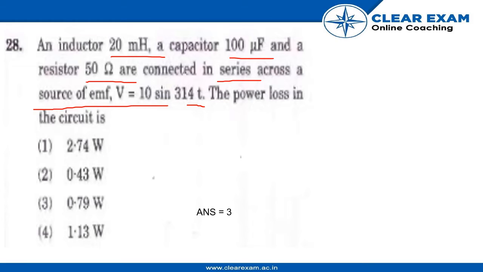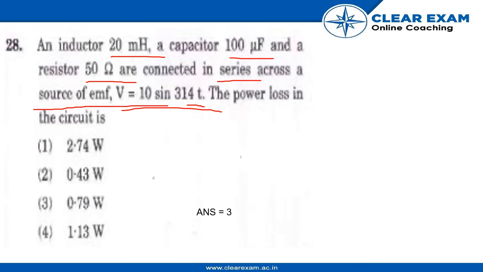So we have L, that is 20 mH, capacitance, that is 100 microfarad, resistance, that is 50 ohm. Write these values down on a paper as given. Now we have V equals 10 sin 314t. Now V0 is 10. From the equation, V0 is 10, and omega is 314.